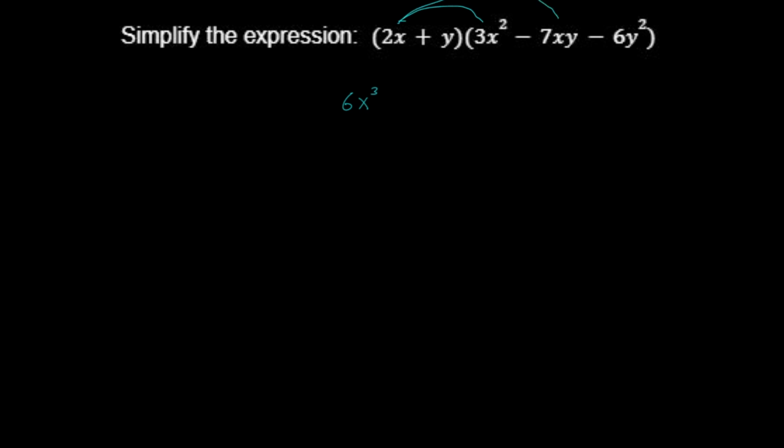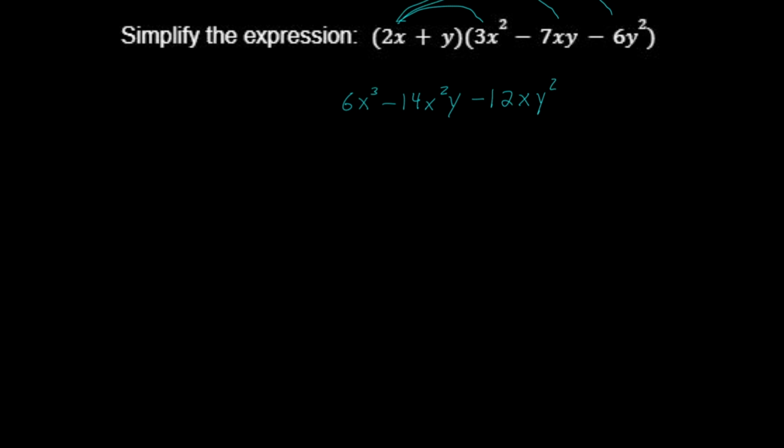2x times negative 7xy, multiply the numbers, gives me negative 14. We have an x times an x, making x squared. And then we had that leftover y with the negative 7xy. Then lastly, 2x times negative 6y squared, multiplying the numbers, gives me negative 12xy squared. No variables are the same, so we can't really combine them.